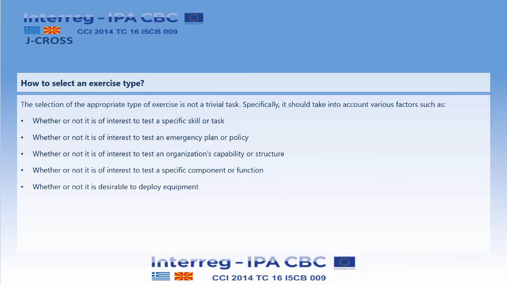The selection of the appropriate type of exercise is not a trivial task. Specifically, it should take into account various factors such as whether or not it is of interest to test a specific skill or task, whether or not it is of interest to test an emergency plan or policy, whether or not it is of interest to test an organization's capability or structure, whether or not it is of interest to test a specific component or function, and whether or not it is desirable to deploy equipment.